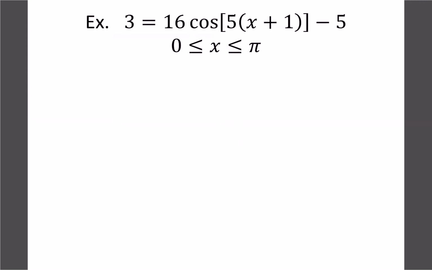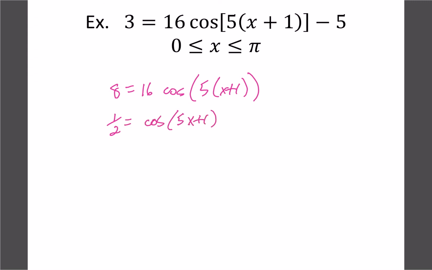Okay, let's try one more. This one's pretty tough. So we got 3 equals 16 cos. We got a whole bunch of different things going on. And once again, we can do a little bit of simplifying if we want, which in this case might not be a bad idea. So let's bring the 5 over. So we get 8 equals 16 cos 5x plus 1. And let's even divide by the 16. So 8 divided by 16 would give us a half. So that makes it a little bit easier to work with.